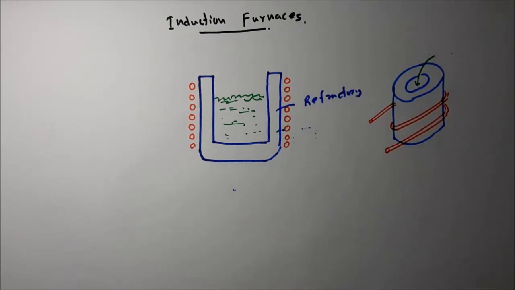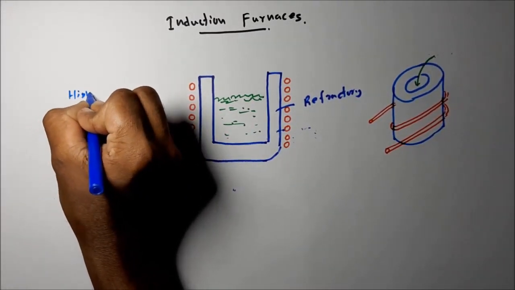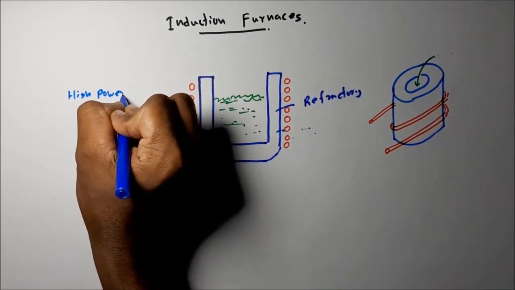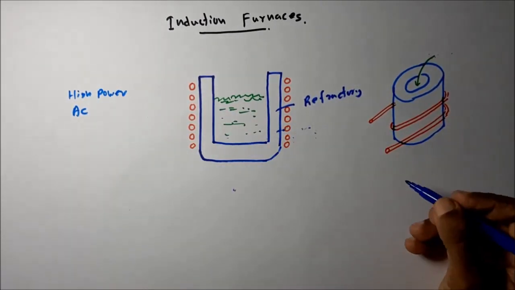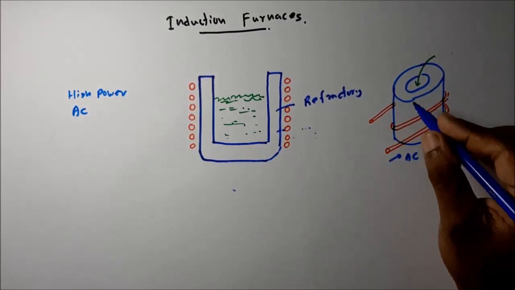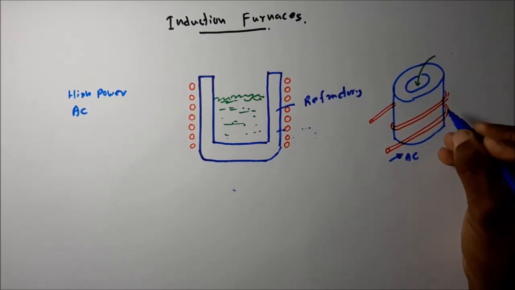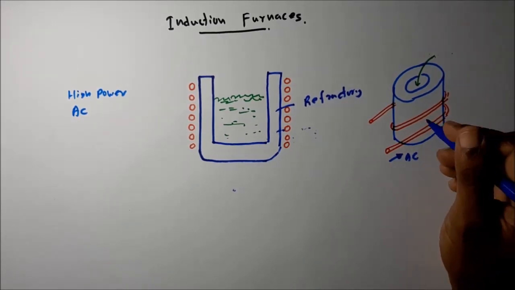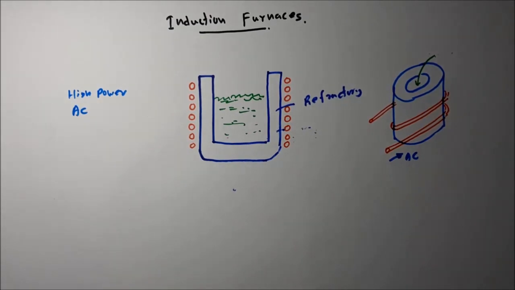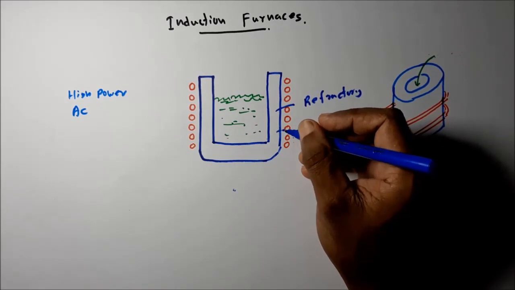Then high power alternating current, high power AC current, passes through this hollow copper coil. So then what happens? Because AC current flows through this copper coil, then what happens?